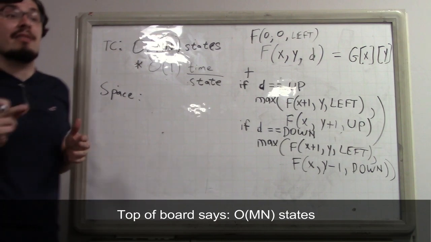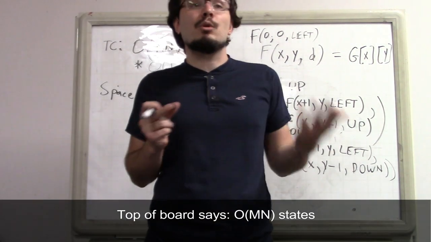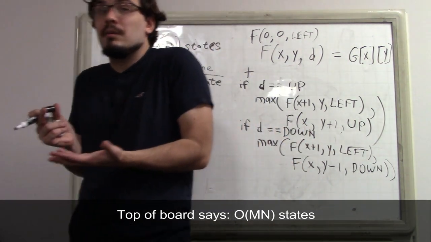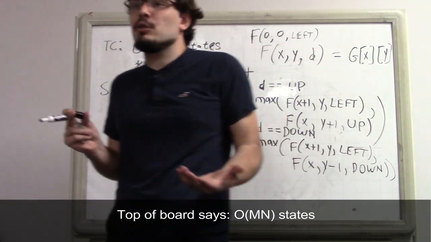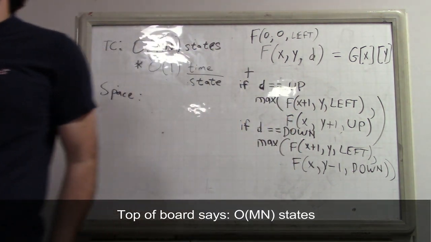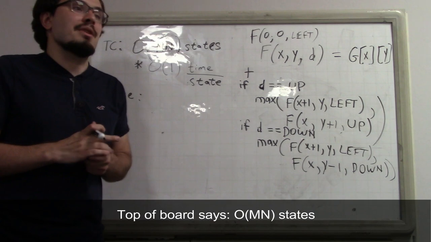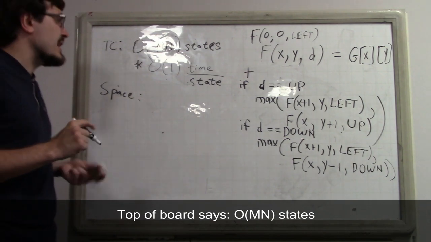Now it's pretty rare for the amount of space per state to not be order one. Usually it's a number. But in principle, it could be an array or it could be some other type. In principle, it doesn't have to be order one. So we should just keep that in mind.